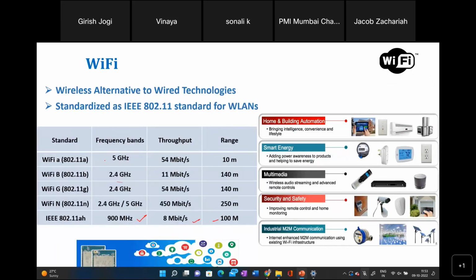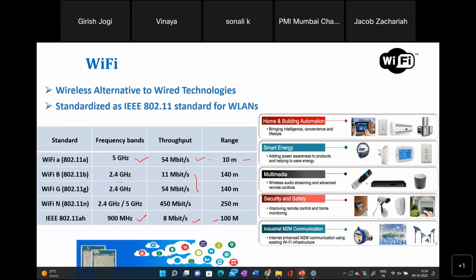While another spectrum available for Wi-Fi applications is 5 gigahertz, where you can get a higher throughput, 54 megabits per second can be transferred, and the range is up to 10 meters. There is also the usual 2.4 gigahertz range, with B and G as 2 options depending on the throughput requirement. So if I want to transmit 11 megabits per second or 54 megabits per second, I can select between these two. So a wireless alternative to the wired technologies can be used in any of these applications shown here.